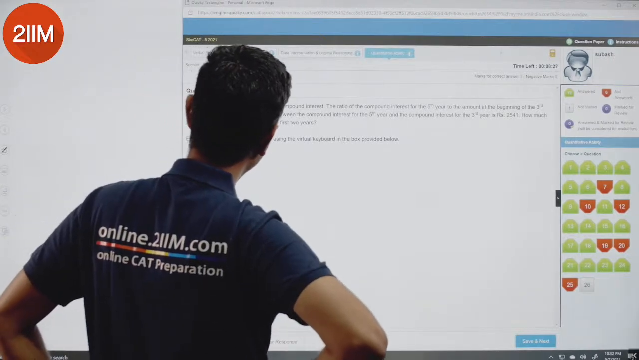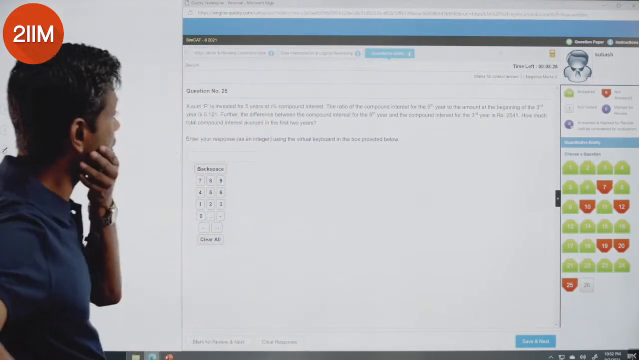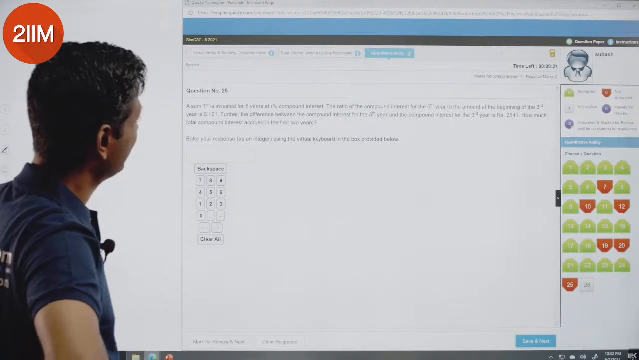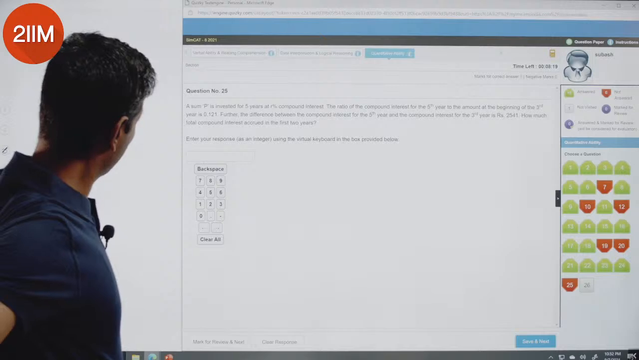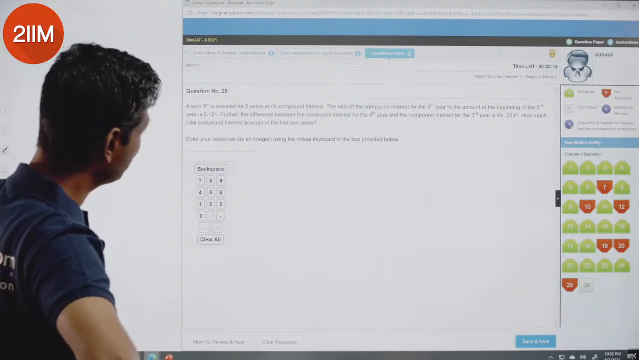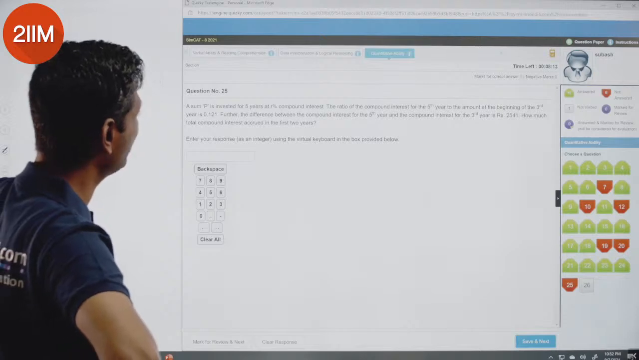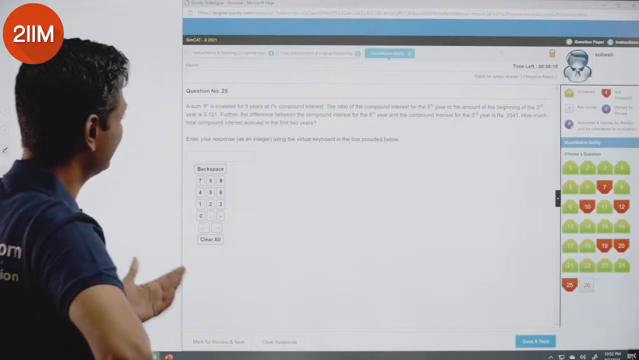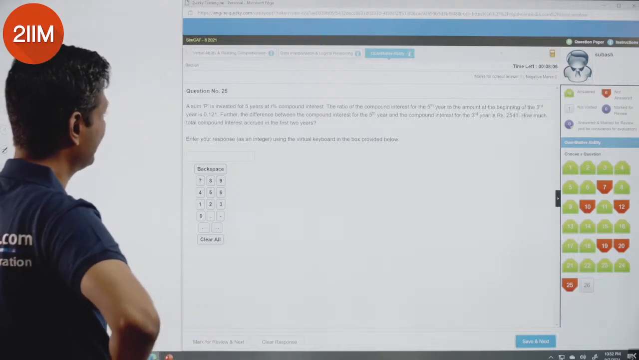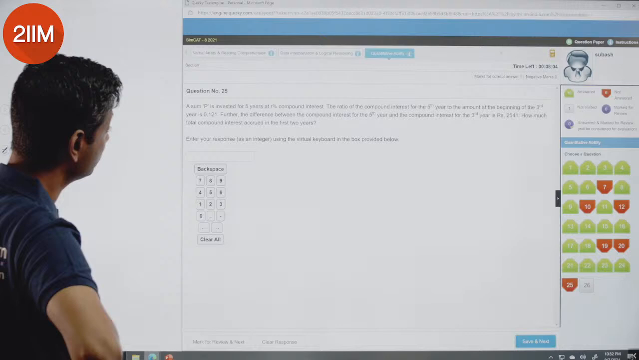Some P invested at 5% R compound interest. The ratio of the compound interest for the 5th year to the amount at the beginning of the 3rd year is 0.121. Amount at the beginning is 0.121, 10% interest, 1.1, lovely. The difference between the compound interest for the 5th year and the compound interest for the 3rd year is 2541. At 10%, how much total compound interest accrued in the first two years? Interest is 10%, 1.121.